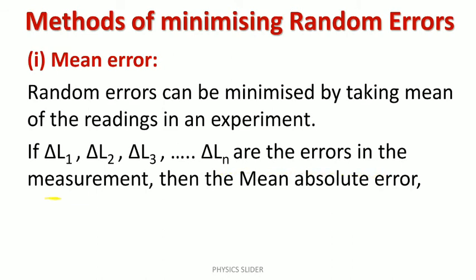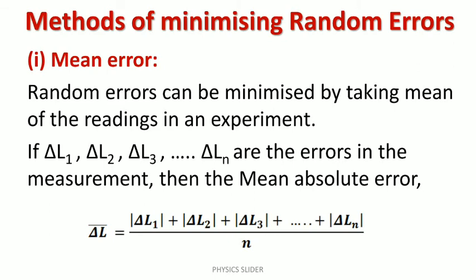the errors in the measurement, then how do we find the mean absolute error? These are the errors from 1 to n observations. Then how to calculate the mean absolute error? This will be calculated as the modulus of delta L1 plus the modulus of delta L2 plus the modulus of delta L3 plus and so on plus the modulus of delta Ln, divided by the number of observations.